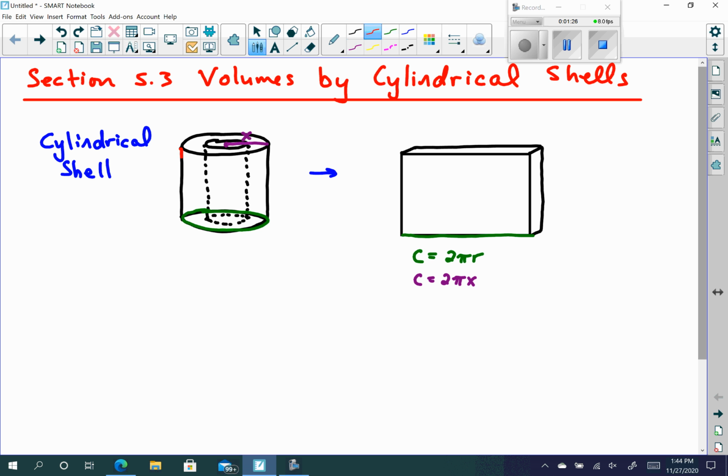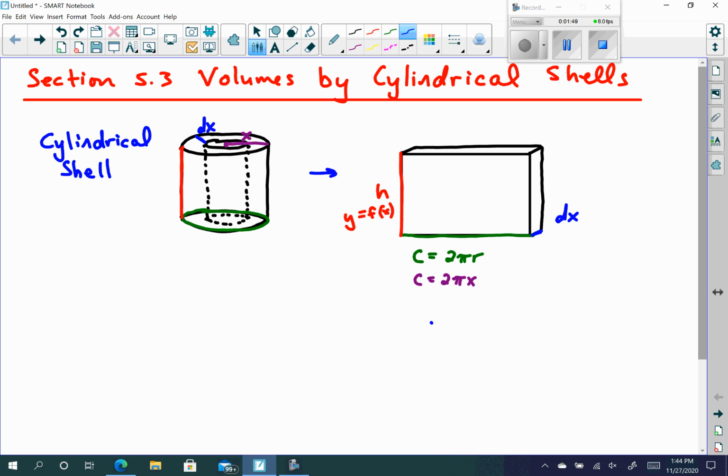Now the height of the cylinder is the height that's over here. So I'll call that h. Sometimes it could just be referred to as y or f of x, however high that we're reaching up here. And then this thickness, call that dx, and that's this part right here.